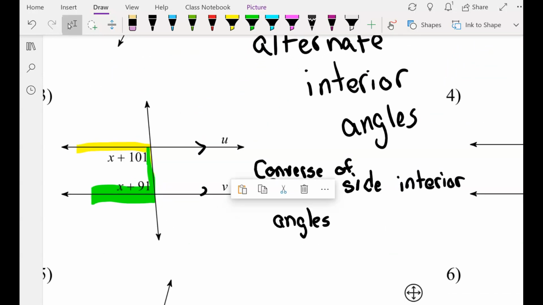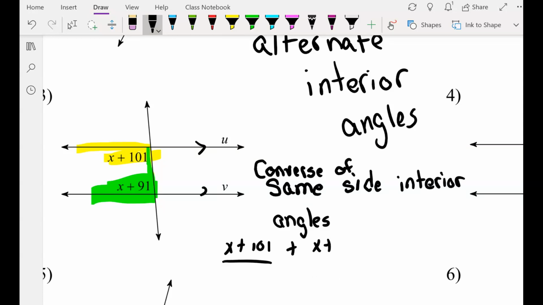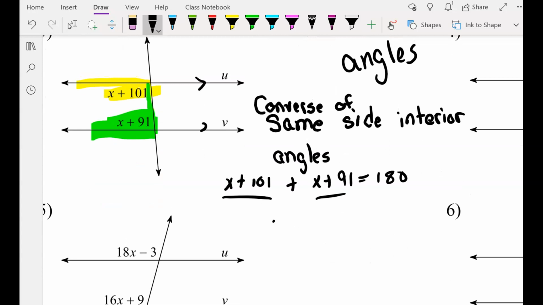All right, so what are we looking for? We know that they need to be supplementary. So we're going to take the green one and we're going to add it to the yellow one. So x plus 101 plus x plus 91 equals 180. See, this time they are not equal to each other. It depends on what kind of angles they are. Same side interior, same side exterior are supplementary. Okay? So then you're just going to add them up. Subtract.